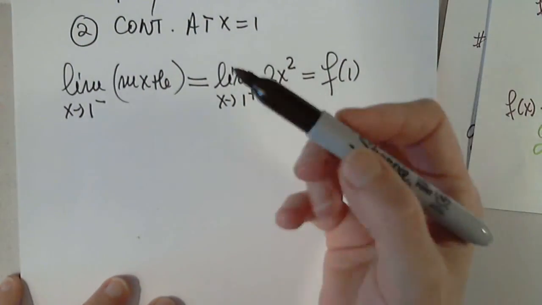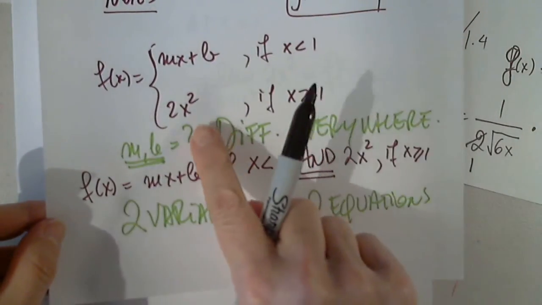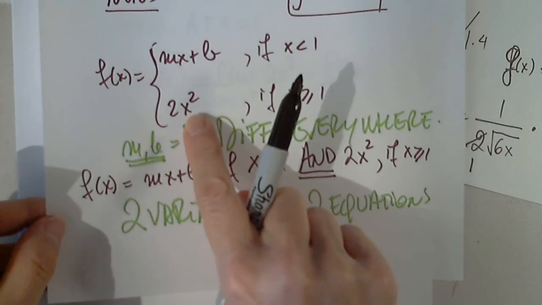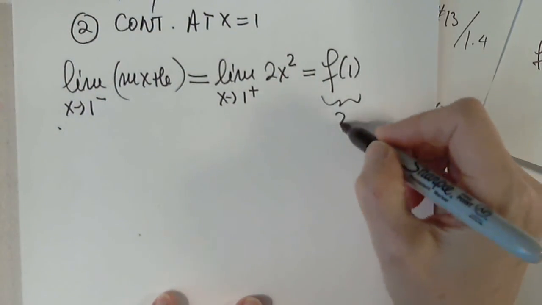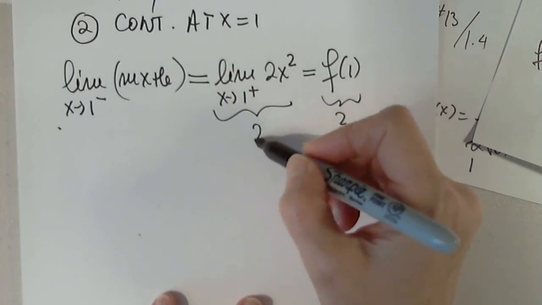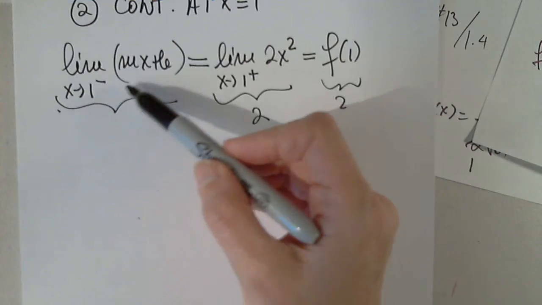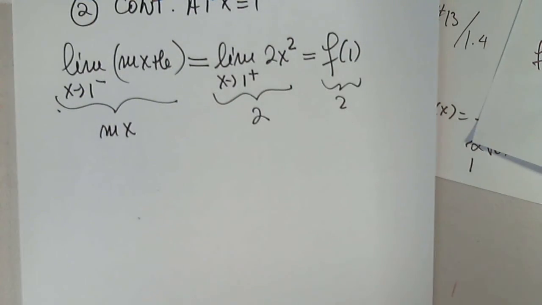So f of 1 obviously is from this branch. F of 1 is here, the equal symbol is here, so it's 2 times 1 squared is 1 times 2 is 2. So this is 2. Of course this is also 2. But now what is this? When x approaches 1, this is m.